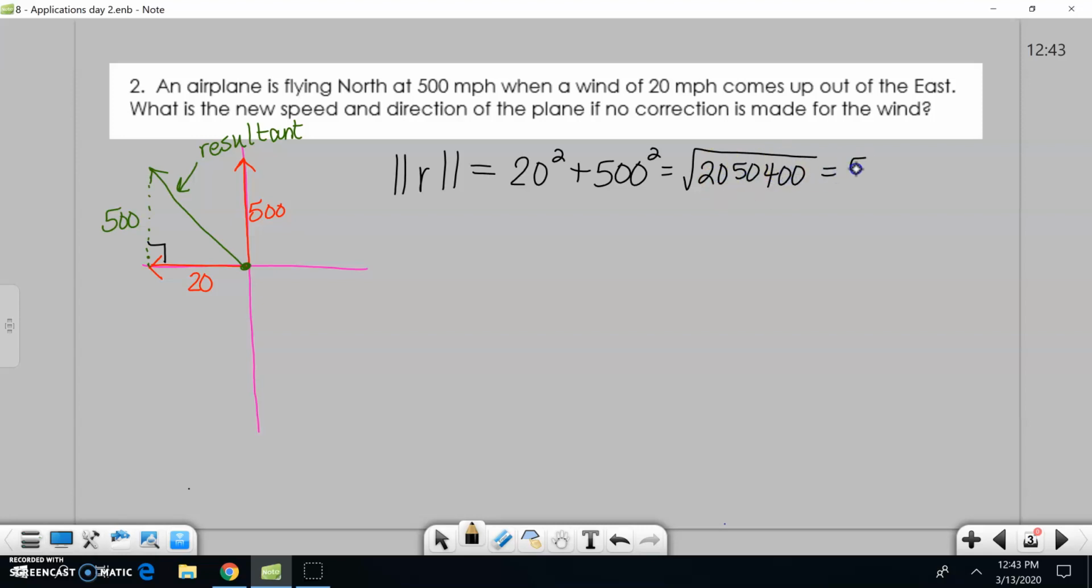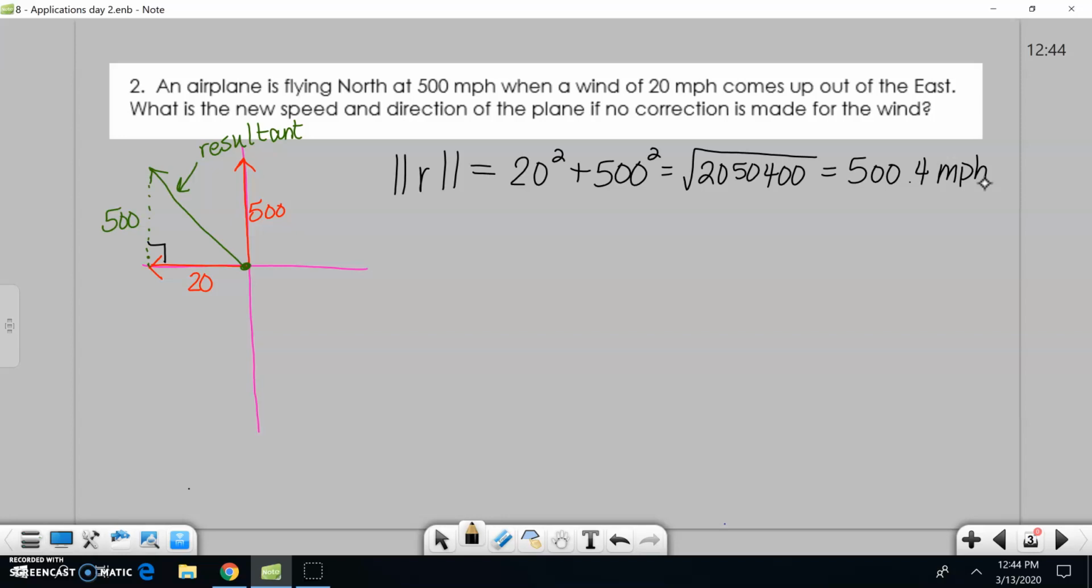Your answer should be 500.4 miles per hour for the magnitude. Now the magnitude is meaning that this is the new speed of the plane. So instead of the plane flying 500 miles per hour, it is going just a tad bit faster at 500.4 miles per hour because of the wind.